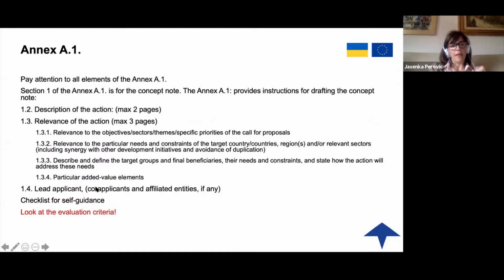So yes, I think we have exhausted this now, and at least you know where you can find the Annex A1, and you know what the elements of the Annex A1 are. Also, I hope it is now clearer where you can find the instructions on what you need to read or write under each of these headings and subheadings of the Annex A1.